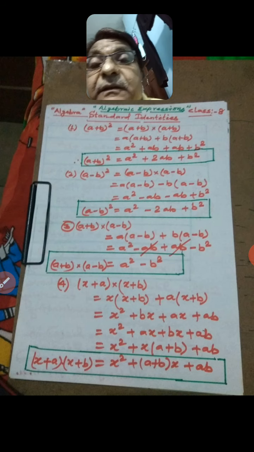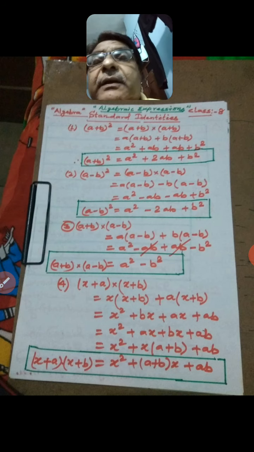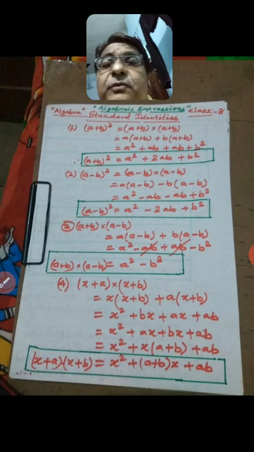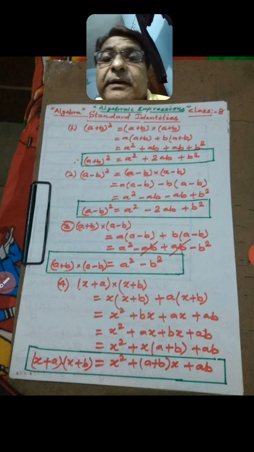If the teacher asks something more there, then you should be very confident. No, sir, there is nothing. This is the only answer, a square minus b square. Is it, student? Okay, yeah, fine.